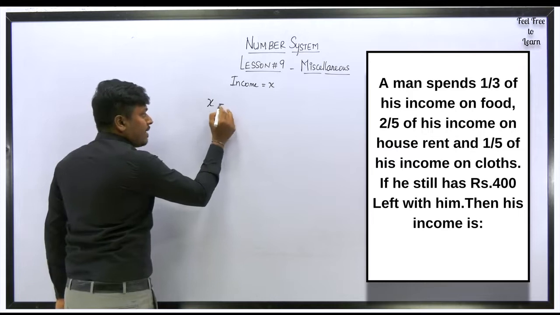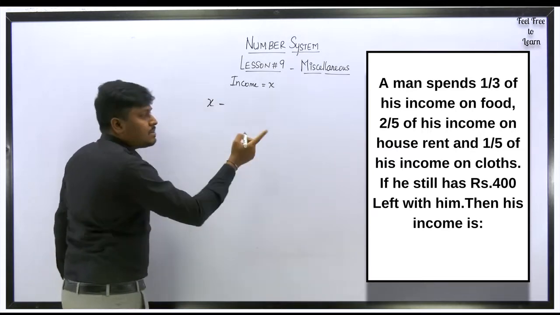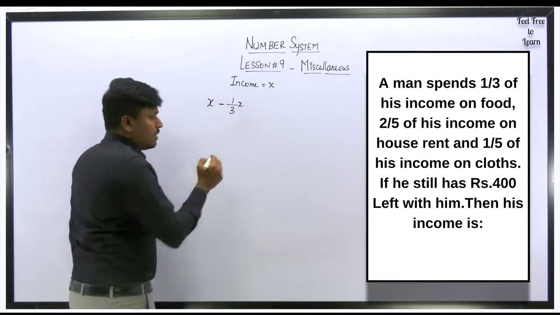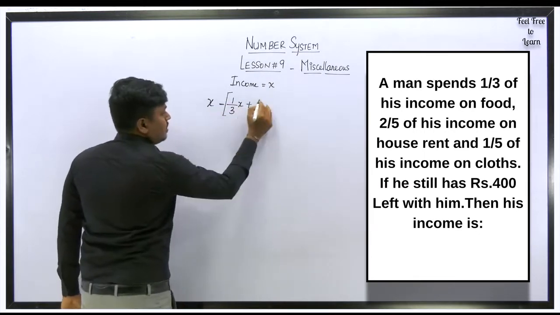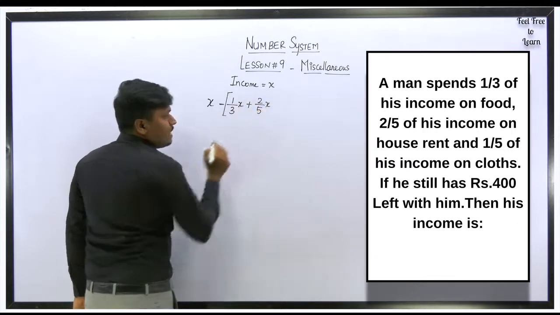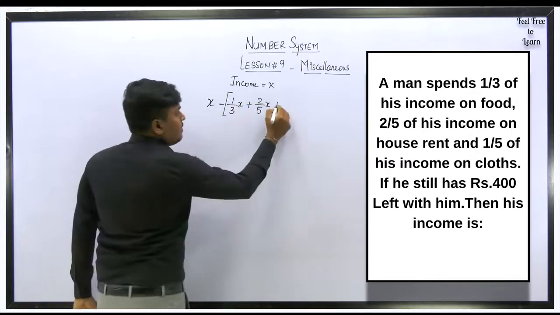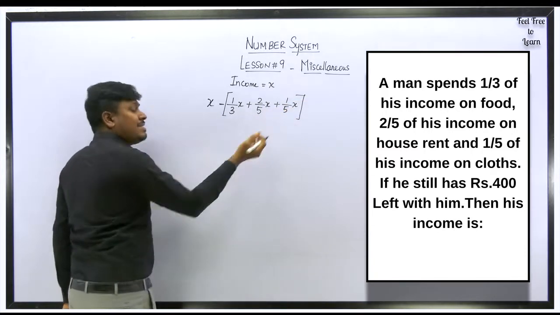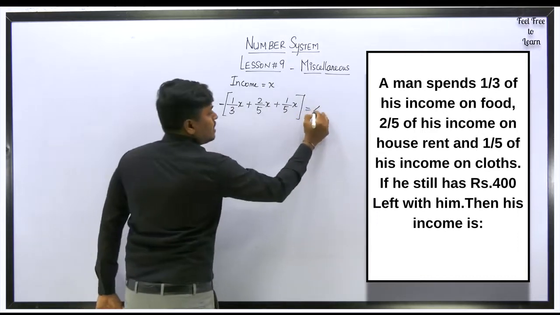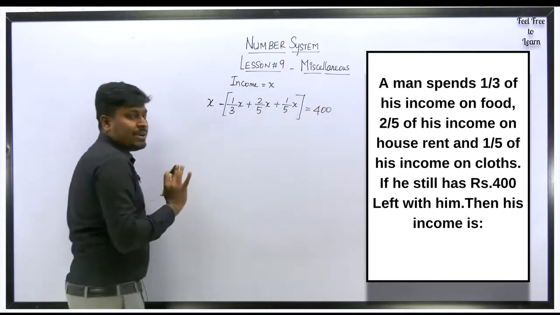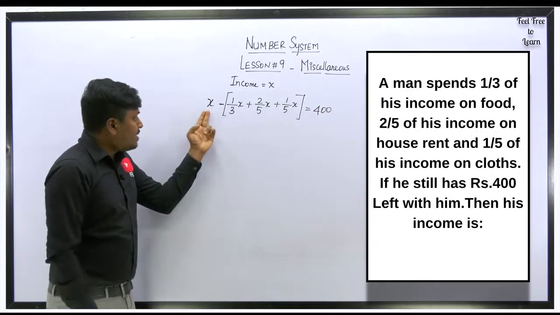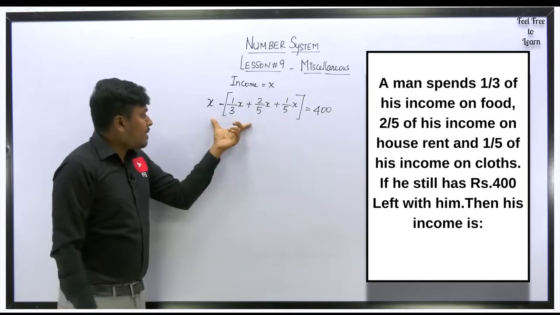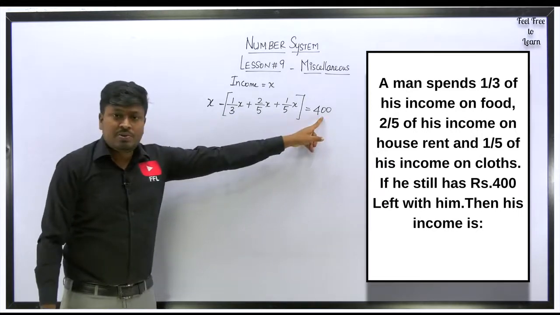Minus of, why are we subtracting? Because he is spending from the income, that is how much? 1 by 3 of the income for food. So plus, got it? Similarly 2 by 5 of the income for our house rent and 1 by 5 for the clothes. So after he spends all this money, how much amount does he have in hand? 400 rupees. Got it? How I wrote this equation. So it is easy, right? From the total salary, he spent 1 by 3, 2 by 5 and 1 by 5. So after subtracting it, he still has an amount in hand, that is rupees 400.